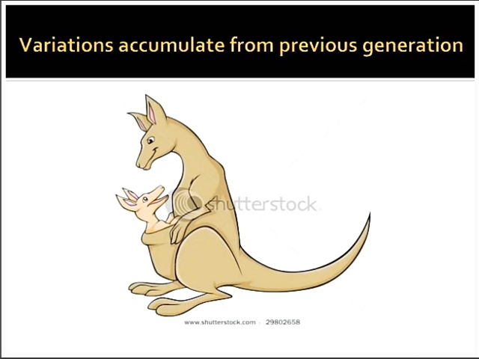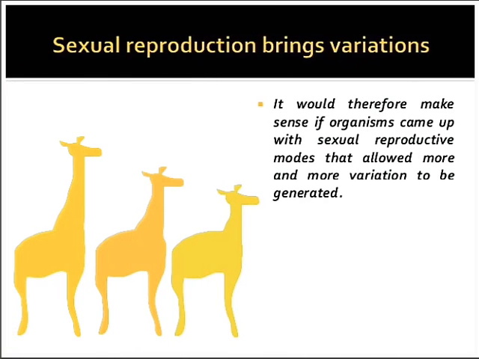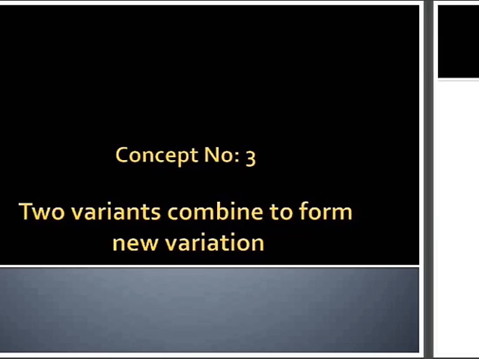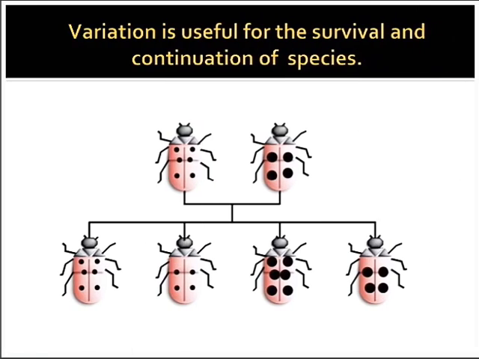These variations are accumulated inside the genes of the parents, which are passed on by the mother to the daughter. Now there is one more example which you can go through, of variation for survival, for the continuation of species.